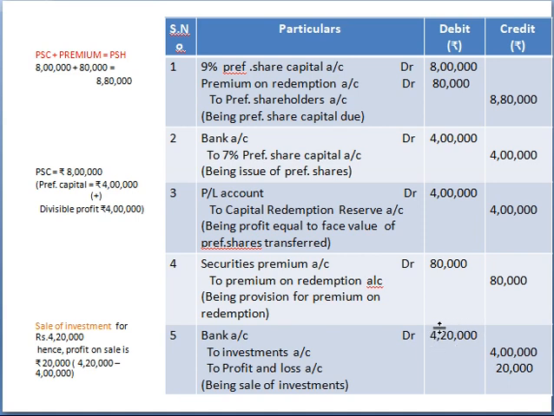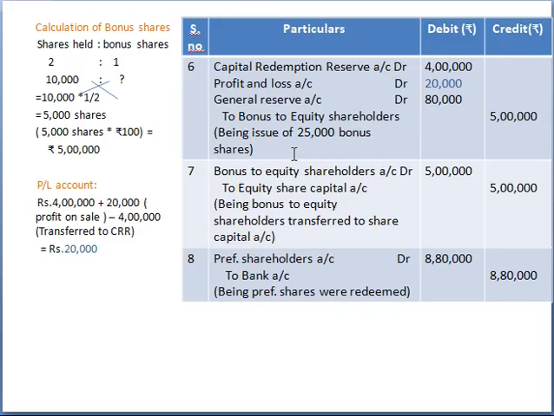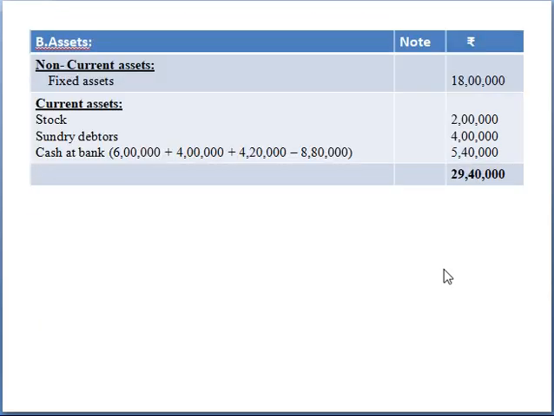So when the company received this amount, cash balance gets increased. So add this 4,20,000. So plus 4,20,000 and subtract the amount which is payable to the preference shareholders. See here, preference shareholders are paid rupees 8,80,000. So reduce it, minus 8,80,000. You get 5,40,000. Now add all these amounts, you get 29,40,000. That's it. Thank you.